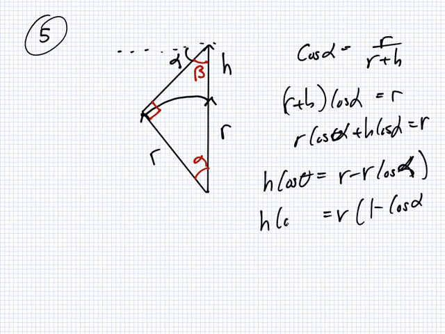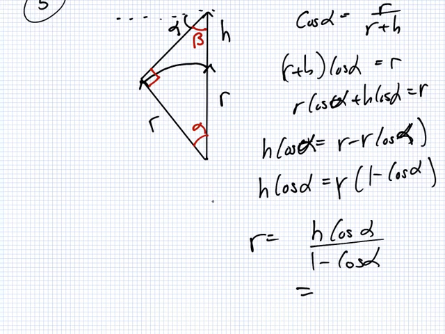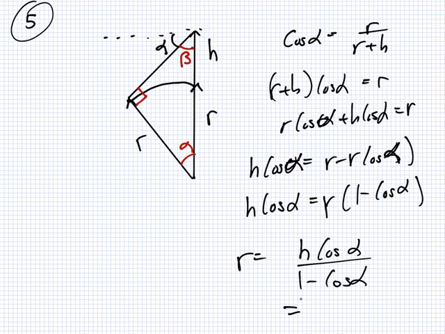h cos alpha, they're all alphas. So I finish with R equals h cos alpha over 1 minus cos alpha, which I guess my answer at the back is wrong. This will be 321 cos 0.567 over 1 minus cos 0.567. What is that?